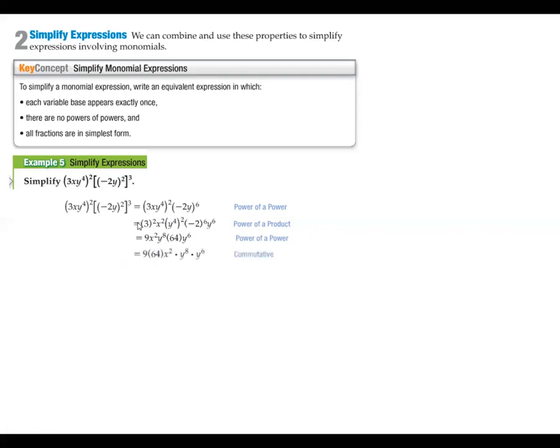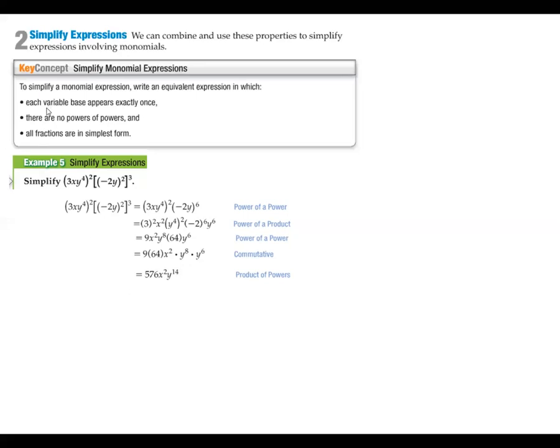Now I can group using the commutative property. I can group the coefficients and the variables accordingly. So 9 times 64 gives me 576. X squared is the only x, so that's good. Y to the 8th times y to the 6th, I'm adding exponents there and get y to the 14th.